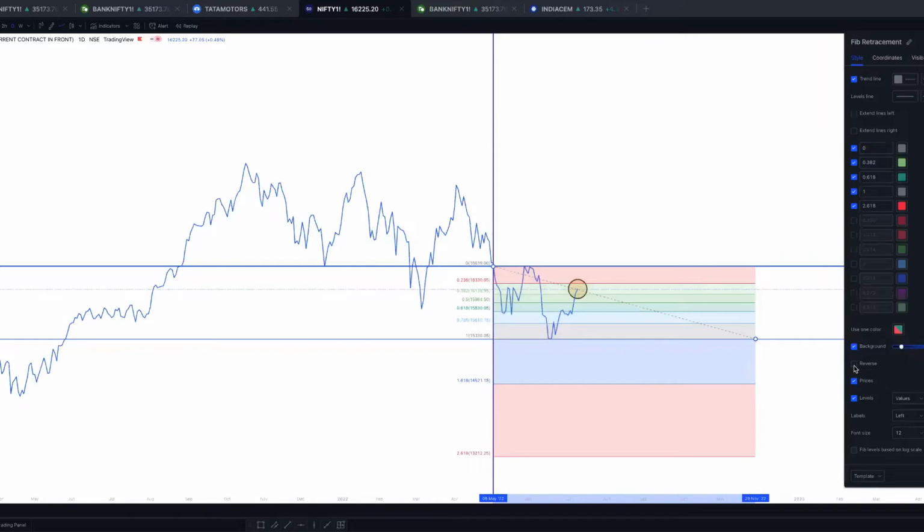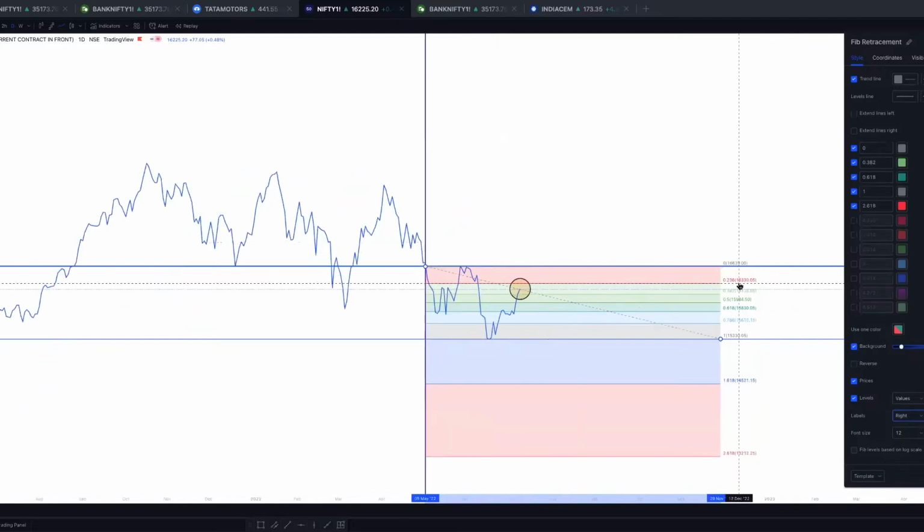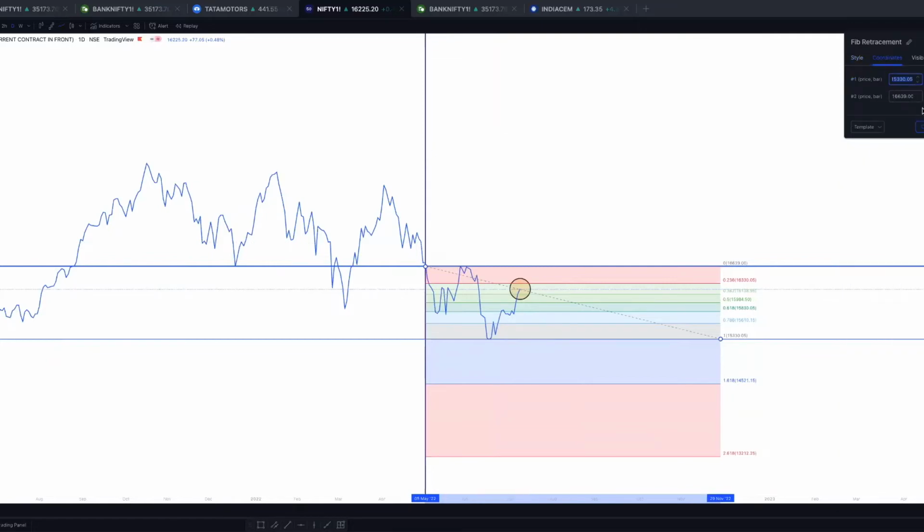Next is the reverse part, which someone just asked about. So here is the reversal. Then you choose whether you want to see the price, whether you want to see the levels, and whether you want to see percentages or direct values. Then the labels: I like to keep them on the right because there is no candlestick pattern or line chart over there, so this part is always clean. And these are the coordinates for price. I would suggest not touching them because we have already selected them.